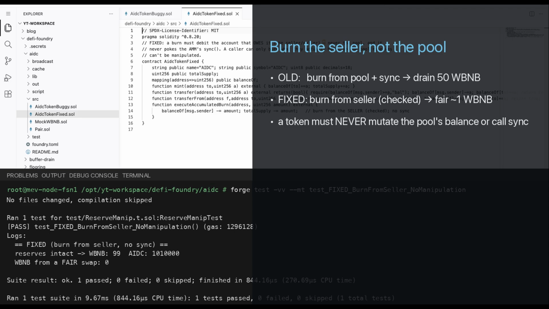Side by side: burning from the pool and syncing drains 50 WBNB. Burning from the seller gives a fair 1 WBNB and the pool is safe. The rule to carve in stone: a token must never reach into a liquidity pool's balance or poke its sync.